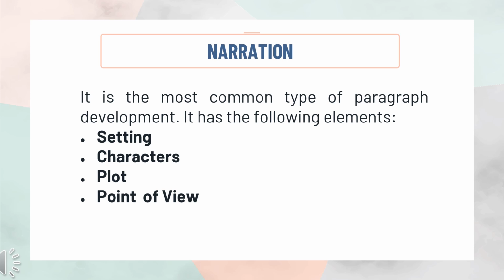Narration is the most common type of paragraph development, and it has the following elements. And I know that you are already familiar with these terms since when you were in junior high school, you encountered them as the five elements of a short story. You have setting, which is when and where the story takes place, the characters, which refer to the persons who are involved in the story, and the plot, which refers to the sequence of events that happened in the story, and of course the point of view of the author itself, whether he or she used first person, second person, or third person point of view.